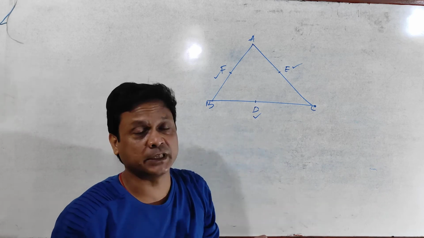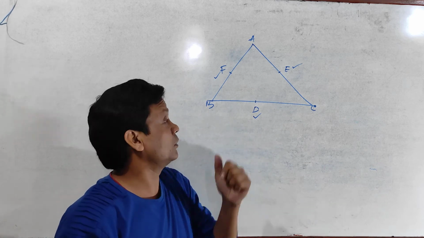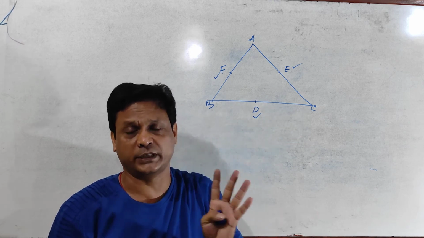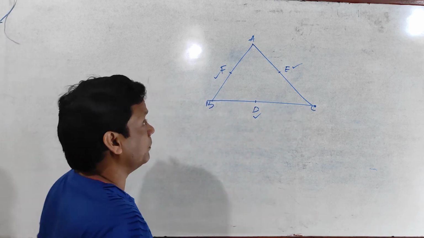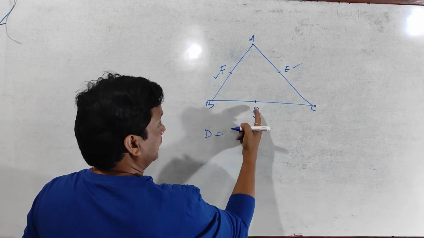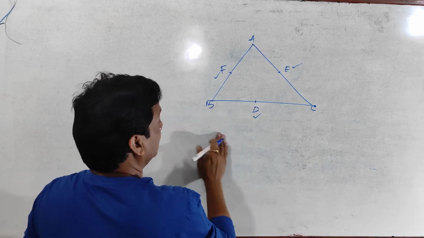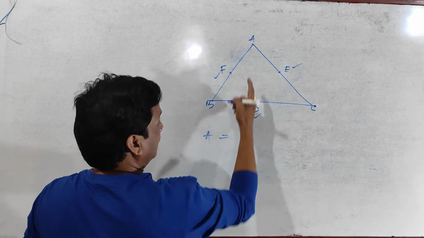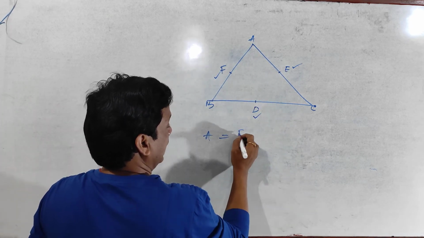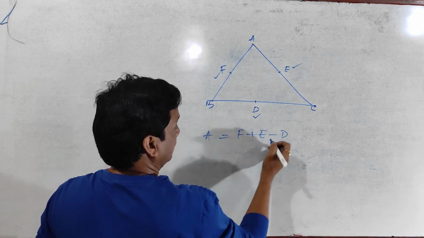According to the normal process, you will get 6 equations, and solving these 6 equations, you will get x1, y1, x2, y2, x3, y3. But I am writing directly. If you want to find A, A is equal to this plus this minus this one: A is D plus F minus E.